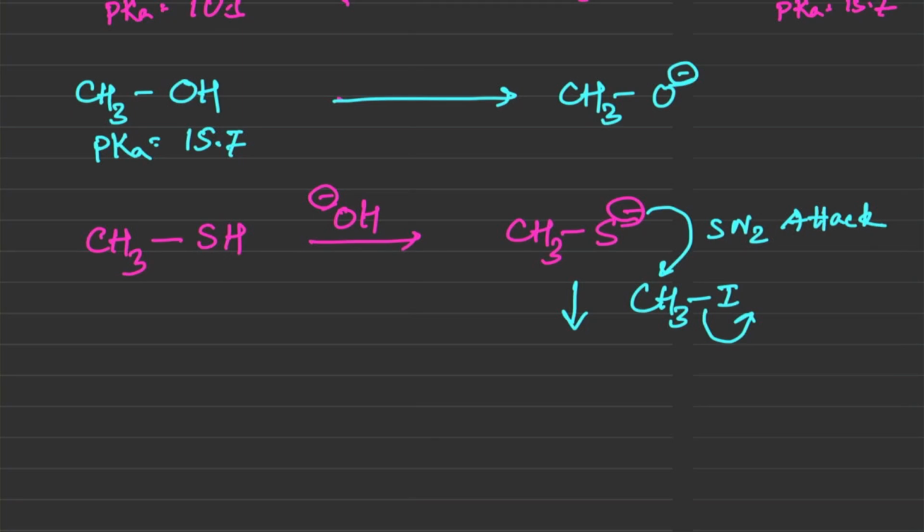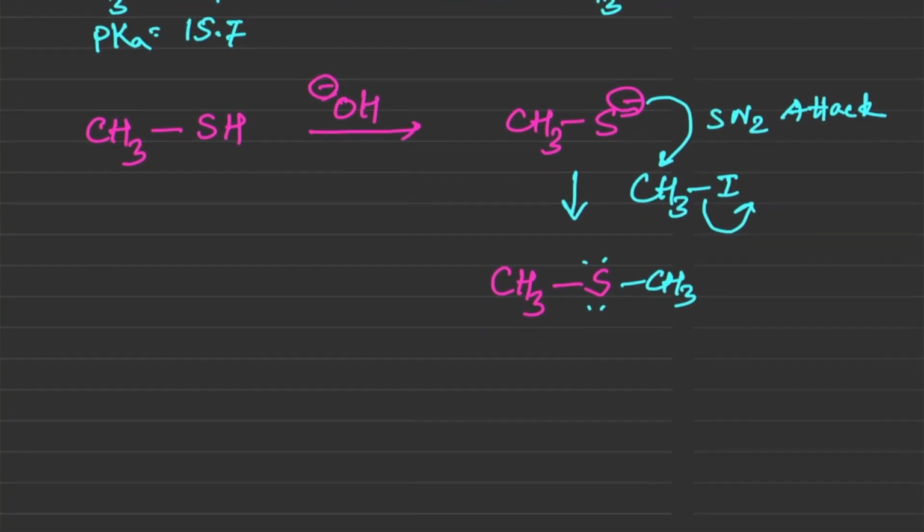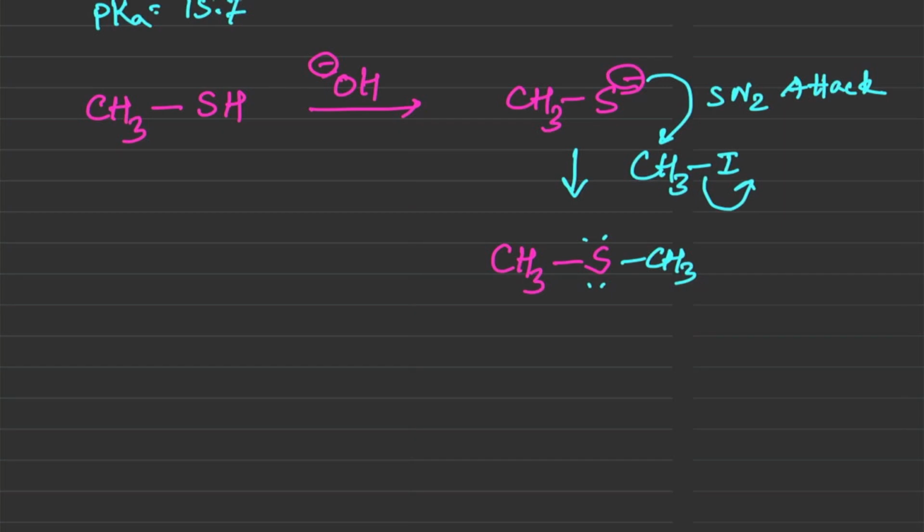So let's say we have an SN2 attack here. What is the product going to be? Your product is going to be CH3S, and there will be another CH3 here. All right. So this is your thioether. This thioether actually can do a lot more reactions that our original ether couldn't have done.